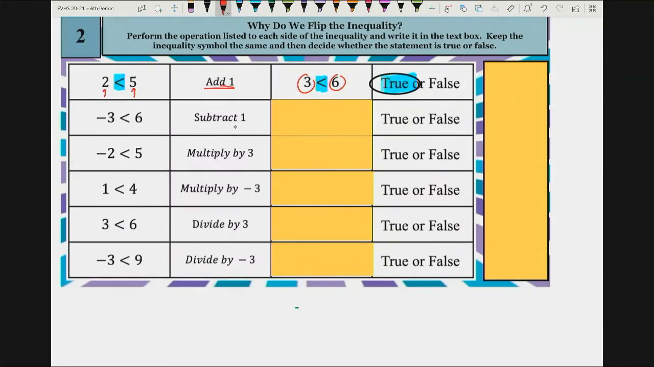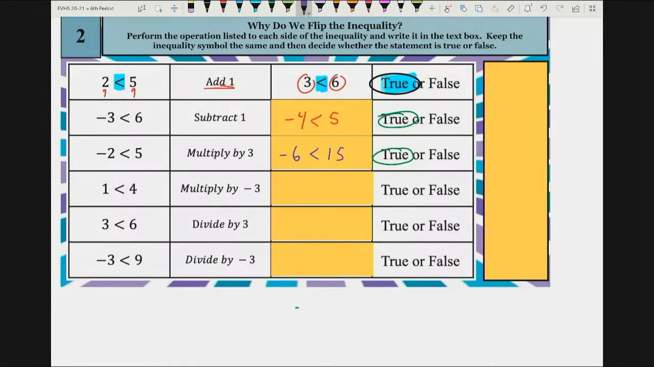All right. Now let's subtract 1. Well, -3 minus 1 is -4, is less than 6 minus 1, which is 5. Is that still true? Yes, it is. Now let's multiply by 3. -2 times 3 is -6. 5 times 3 is 15. And is -6 less than 15? Yes, still true.